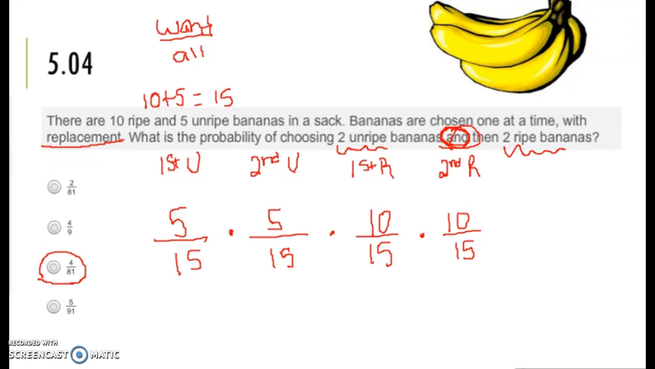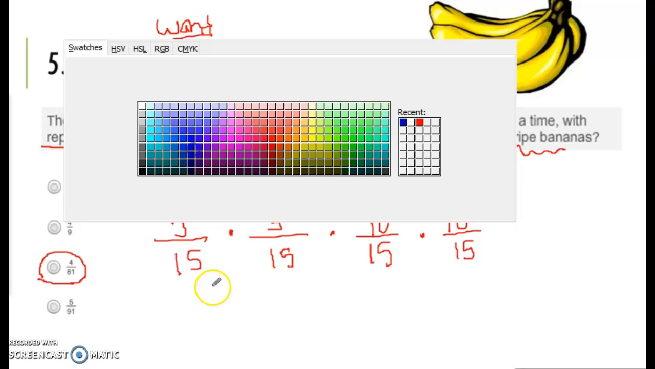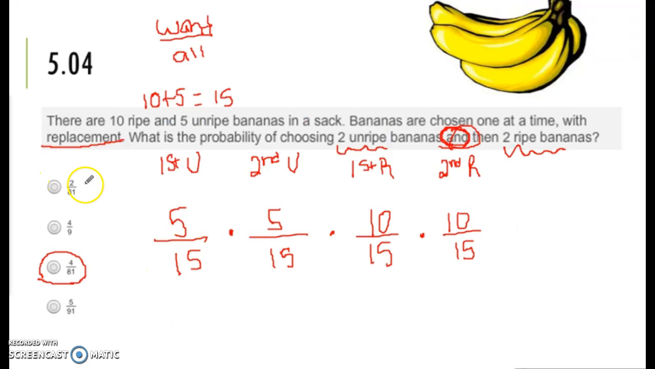I also want to mention though that if you type it in your calculator and you get a decimal from the very beginning, it doesn't give you an answer as a fraction, don't freak out. Just go to your calculator and type in each of these fractions to see which one equals the same thing. So here you could do 2 divided by 81 to see what that decimal is. 4 divided by 9, 4 divided by 81, and 5 divided by 91. If you turn each of those into a decimal, then you would see that this was still your right answer. So if your calculator doesn't give it to you as a fraction, just turn each of those fractions into a decimal to see which one matches.